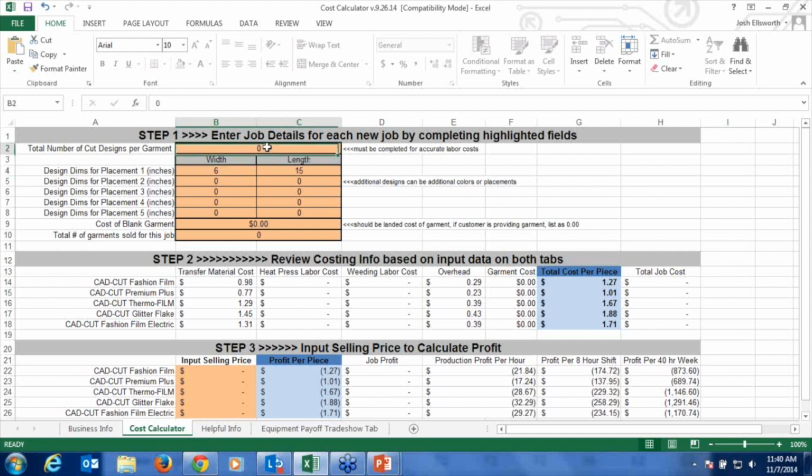So number one is we have 2 total cut designs per garment. Since this is a 2-layer job, I want to make sure I capture weeding and heat application costs for each layer, because that's how the CAD-CUT process works. You need to do the same work for each layer.